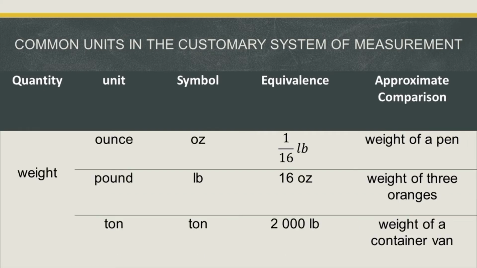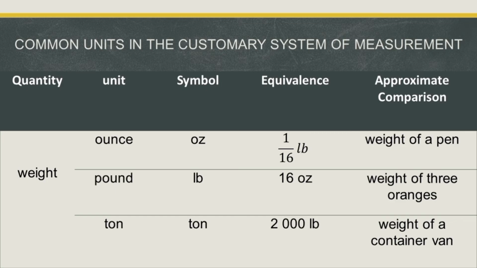Okay, next, we have weight under quantity. Its units are ounce, pound, and ton. Ounce has the symbol of OZ. The equivalence is 1/16 pound. And the approximate comparison is the weight of a pen. Then we have the pound with the symbol of LB. Its equivalence is 16 ounces. And the approximate comparison is the weight of 3 oranges.